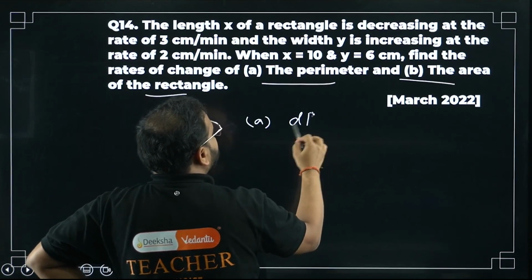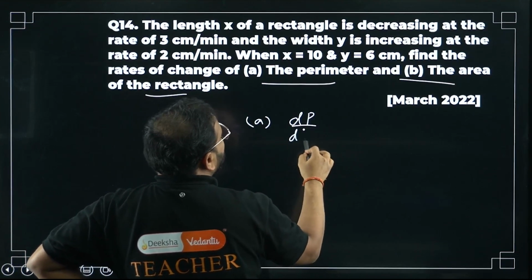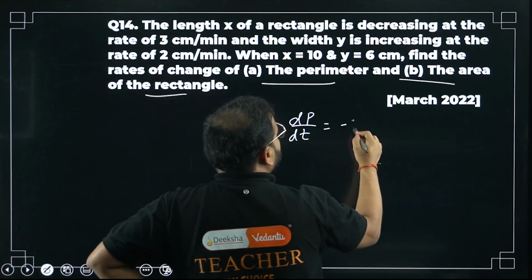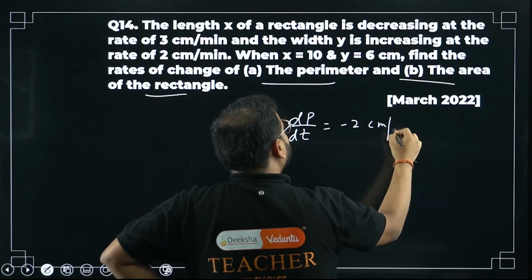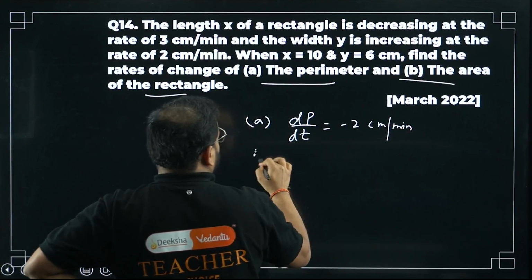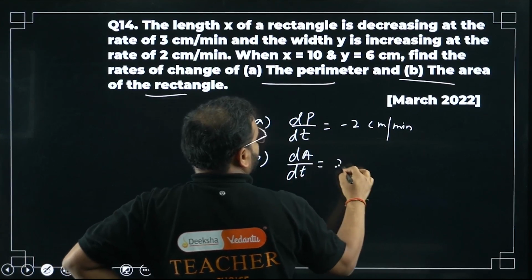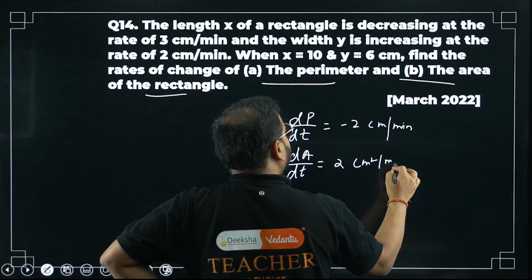So dp by dt, right? It will be coming as again minus 2 centimeters per minute. Please check. And the rate of change of area will be coming as 2 centimeters square per minute.